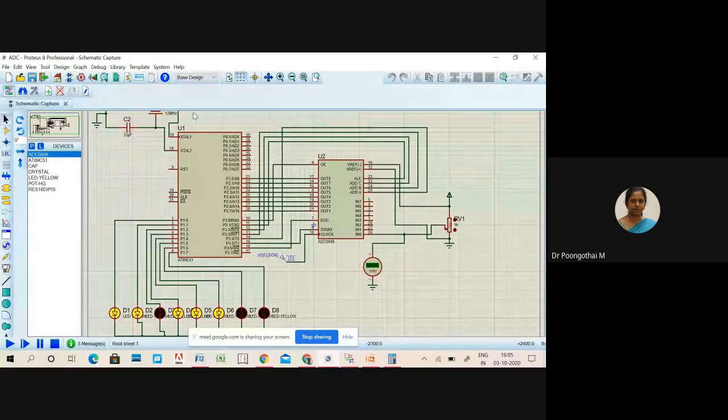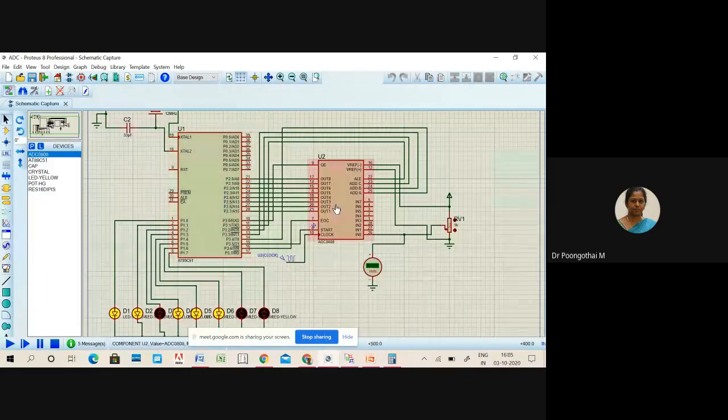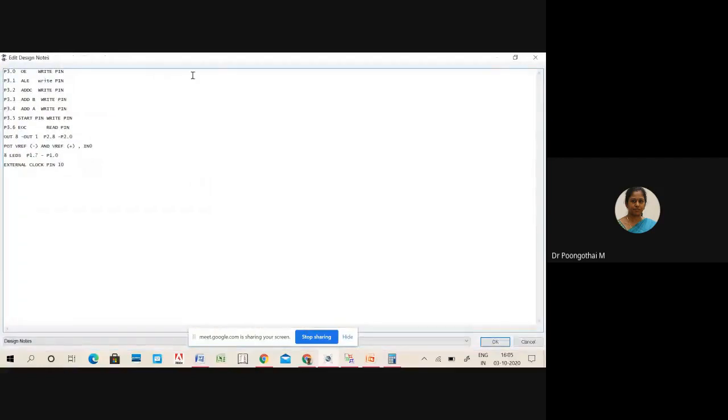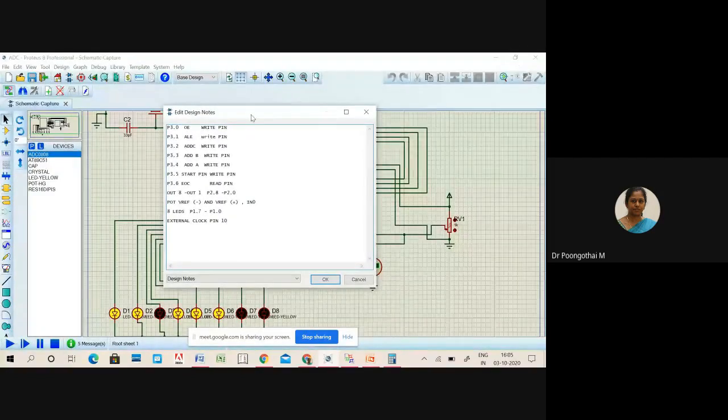So let's have a look at the Proteus circuit. I have designed this circuit. So this circuit has got ADC0808 and your microcontroller. So this IC is interfaced with the 8051 microcontroller, okay? Please note down the connection details first, after that I will explain.